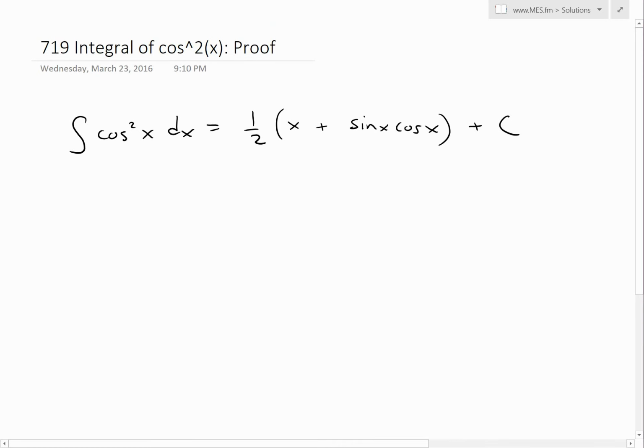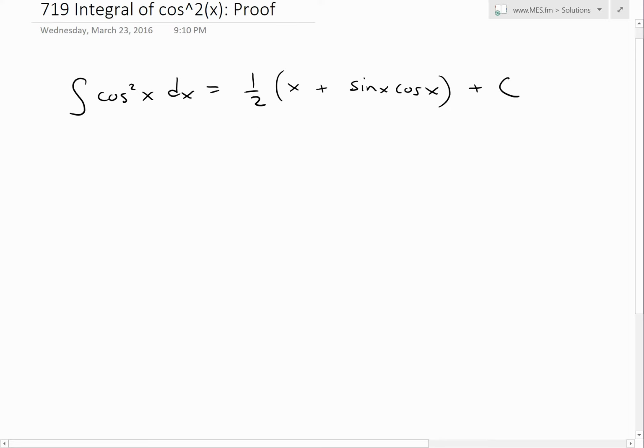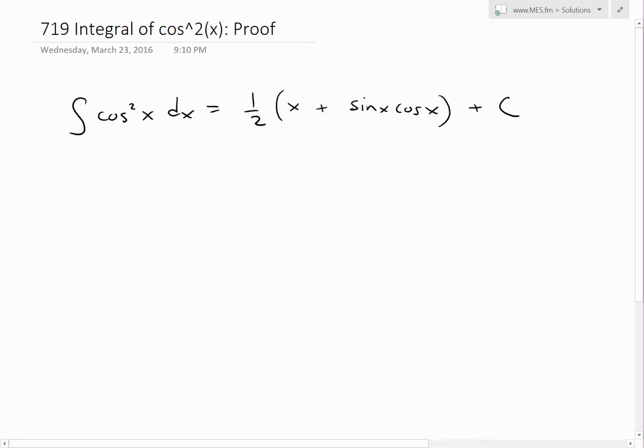Basically, like I showed in my trigonometric integration videos, whenever you have a square on a cosine or any trig function, it just makes integrating a bit more difficult. So we would have to use a trig identity to basically try to get rid of this squared symbol.